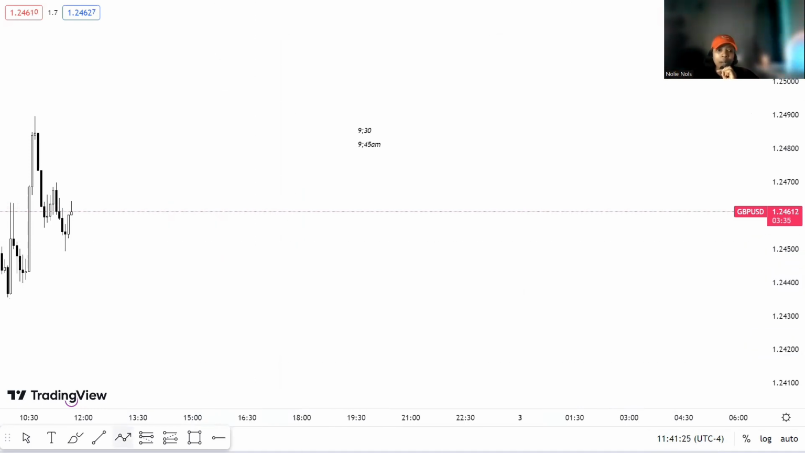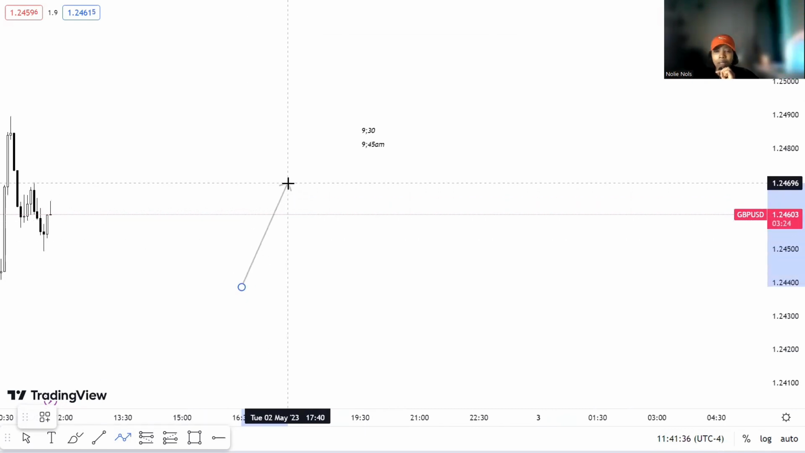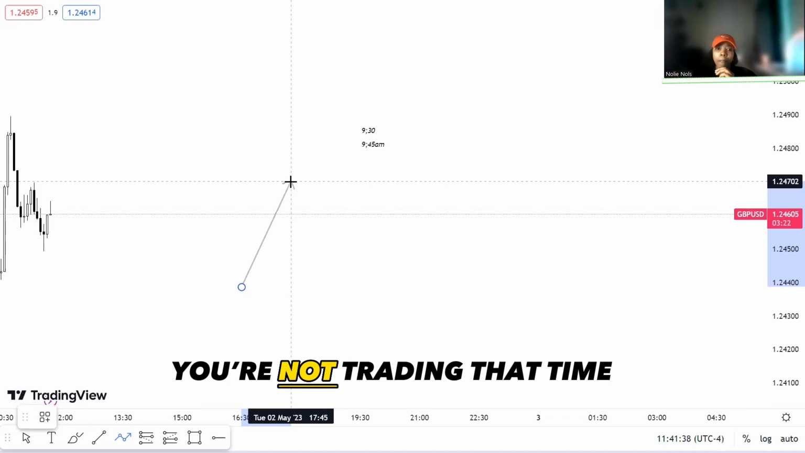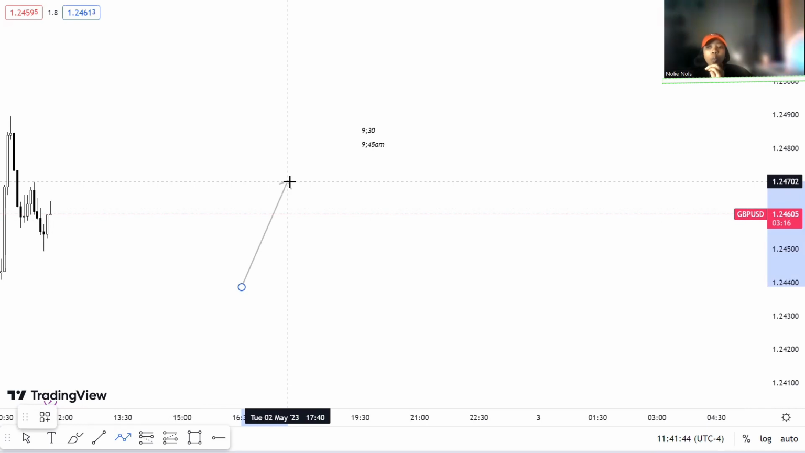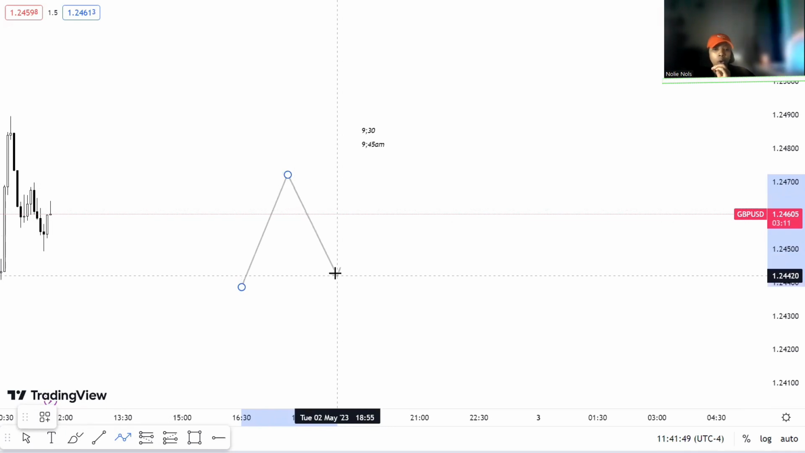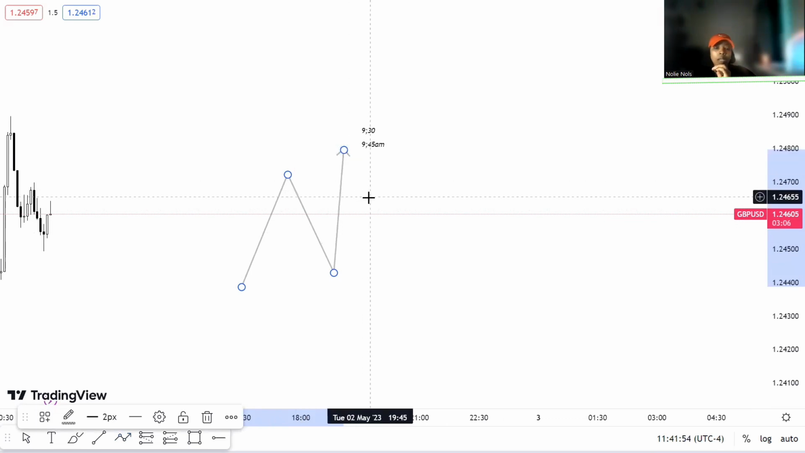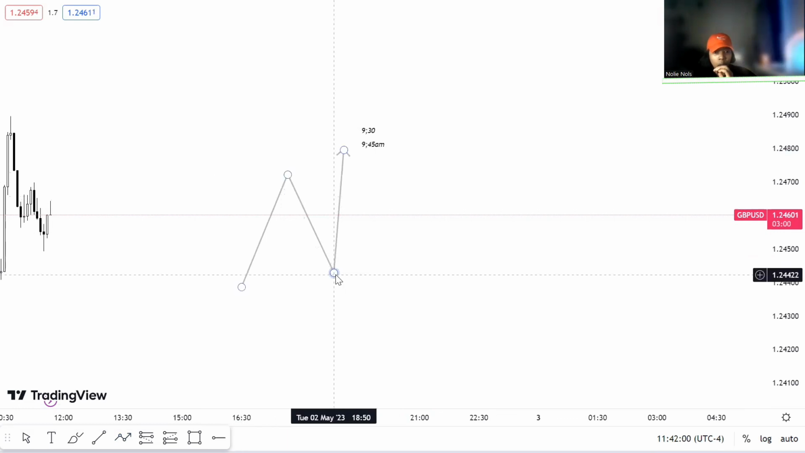So I'm going to draw something for you now to simplify this before we move on to the chart, all right? We want the market to do something like this. Give us a high between 9:30 and 9:45. You're not trading that time. You are on your chart looking for an opportunity, okay? So we would like the market to give us a high, give us a nice low, and give us another high like that. In simple terms, we're looking for a high, a higher low, and a higher high, okay?